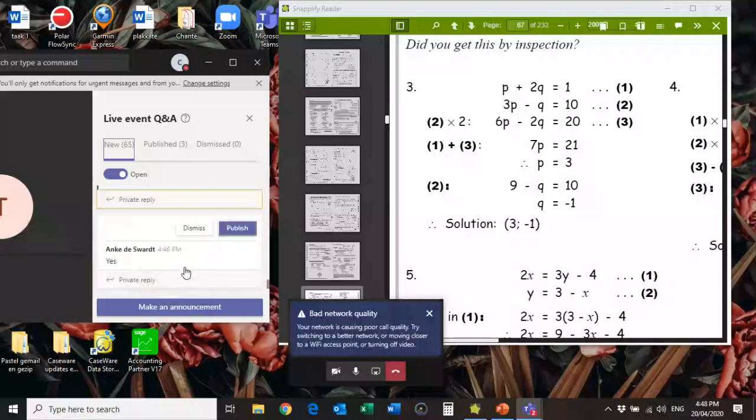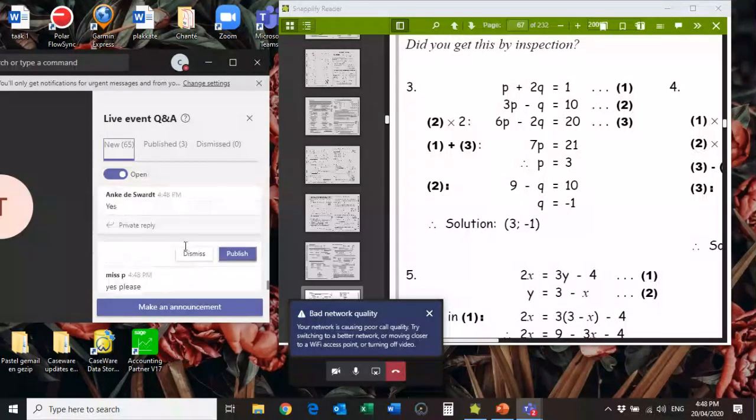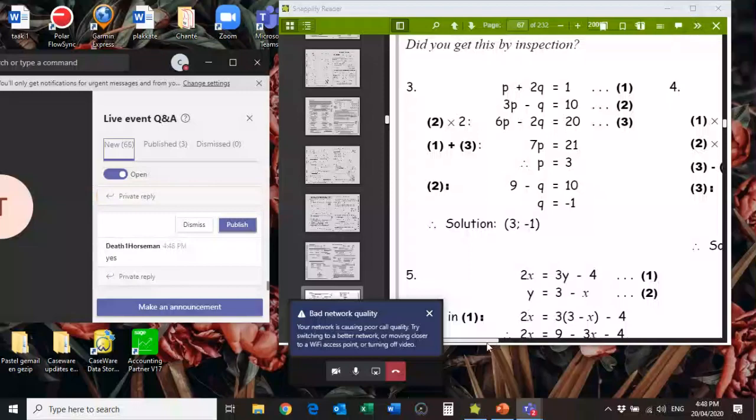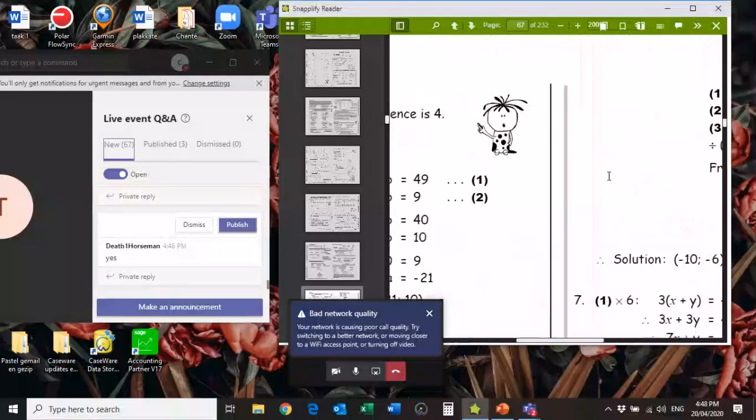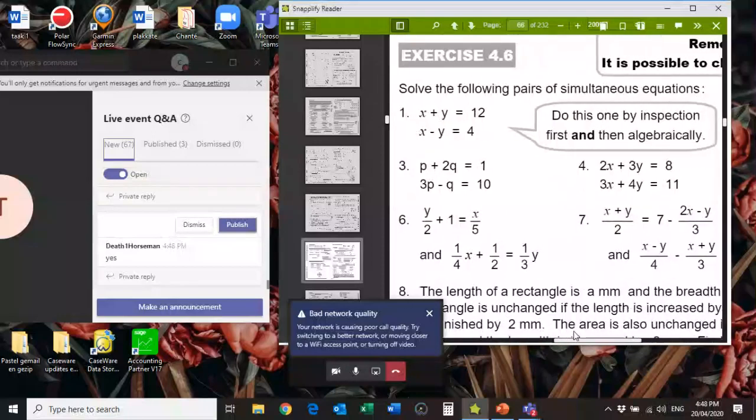Okay, so it seems as if the general feel from the 3 responses I got is that we need to quickly look at this again. That's not a problem, guys. We'll then quickly look at number 4 tomorrow. We'll go through it slowly and then we'll do factorization.